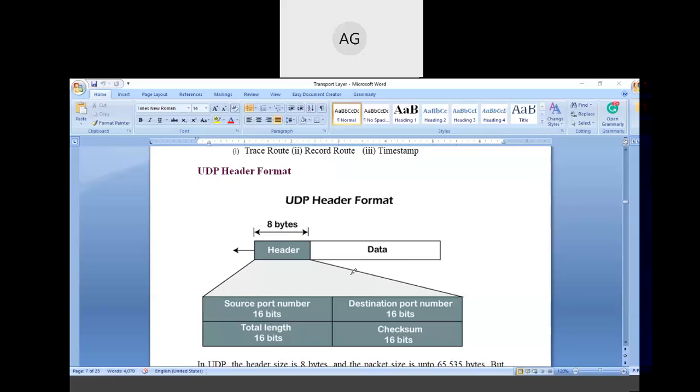Whenever we send data from the sender to the receiver, we send the data combined with its header part also. The header contains 4 fields, and each of these 4 fields is of 16 bits. So in all, the UDP header has a length of 32 bits.